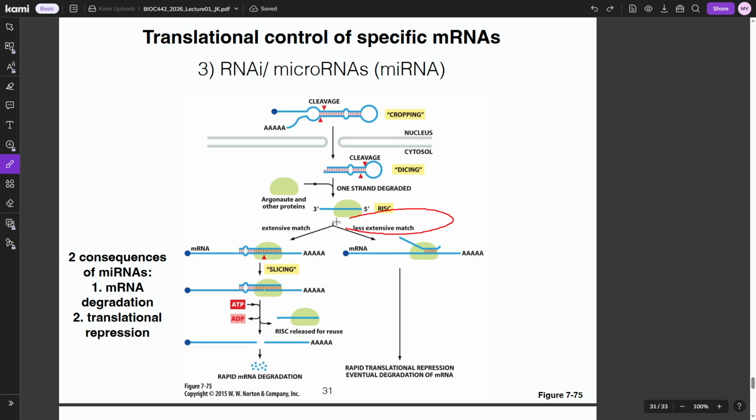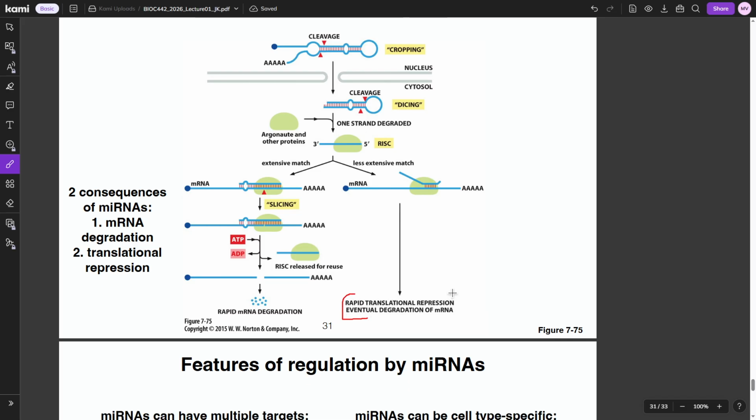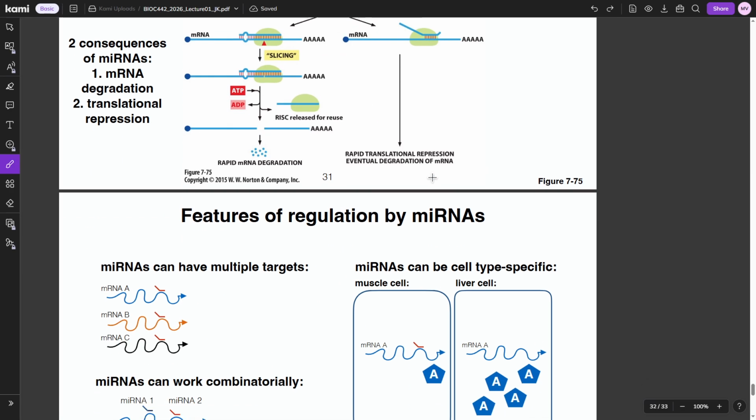If you have a less extensive match, what ends up happening is this complex binds, but it doesn't degrade super quickly. It binds and then blocks translation, and by blocking translation, it eventually leads to degradation over time. So this is a much slower process. Like you said here, rapid translational repression, because it's physically blocking it, and eventual degradation. It's not like this, where it's rapid mRNA degradation, right? So complete match, rapid degradation; slight match, repression into gradual degradation. That's how to remember that.